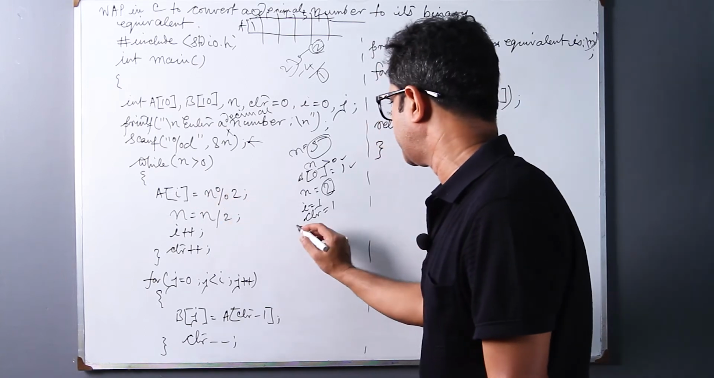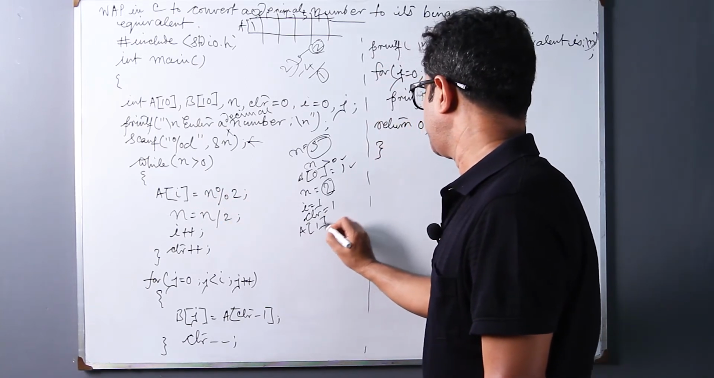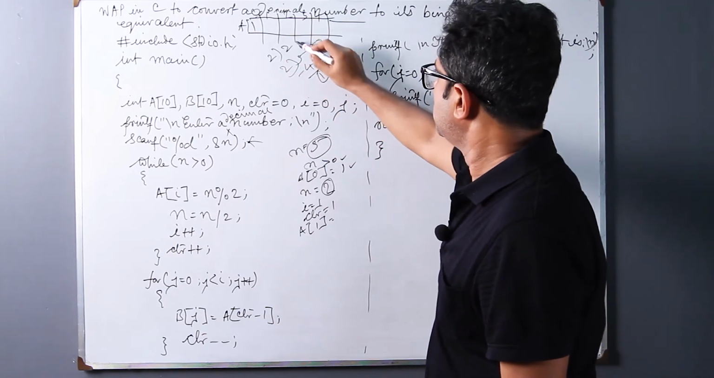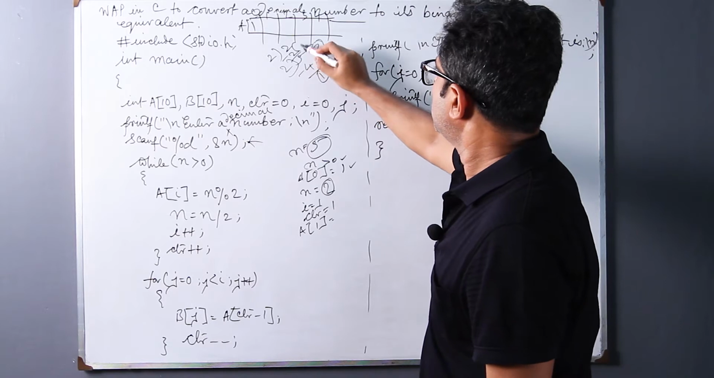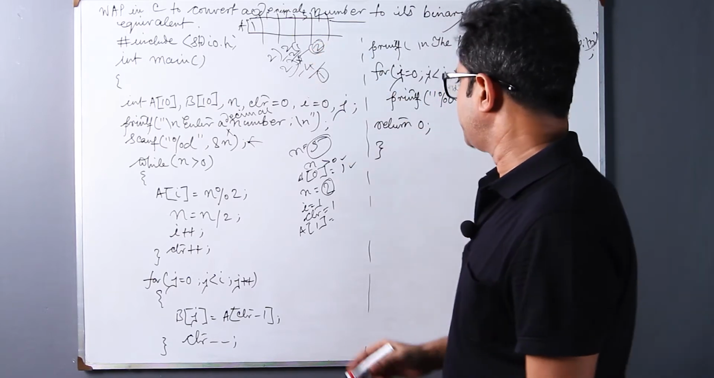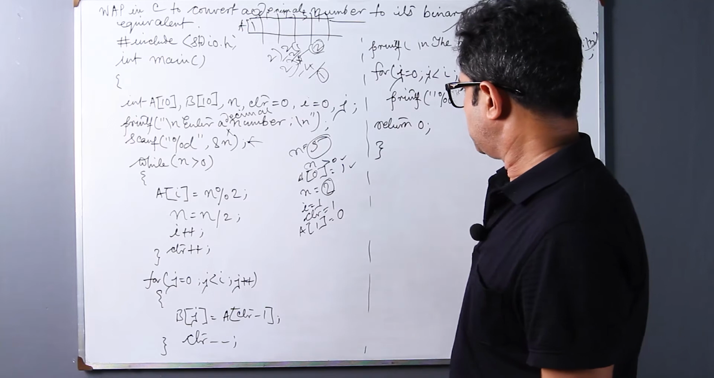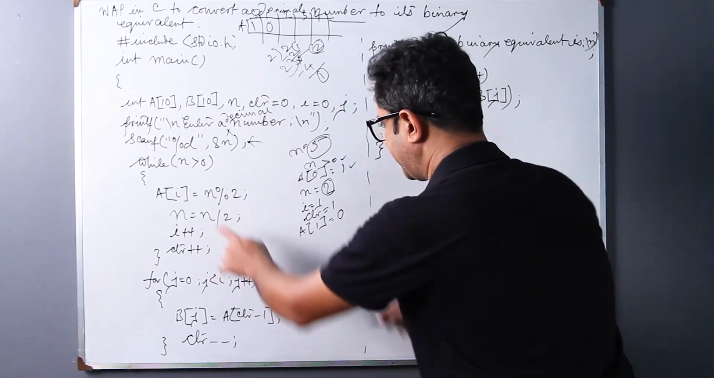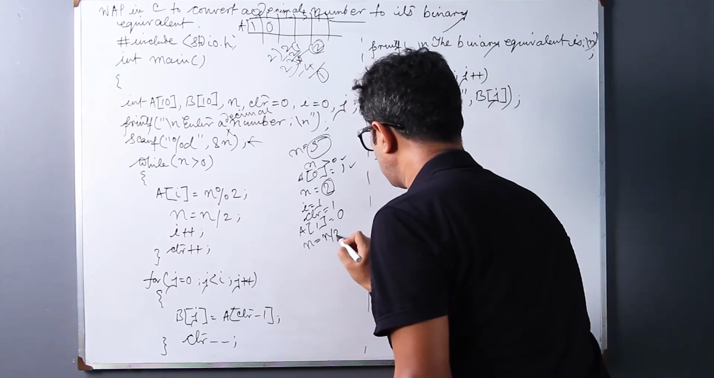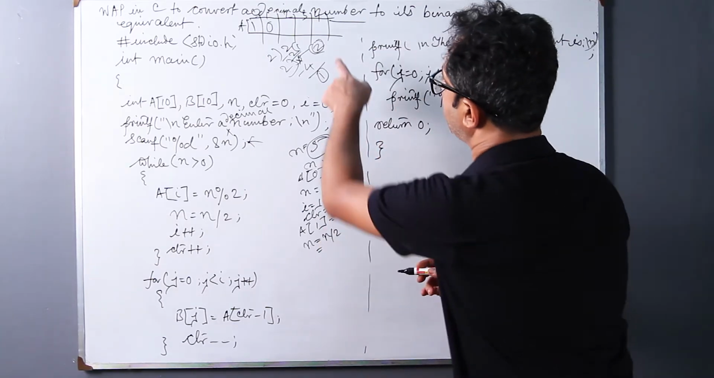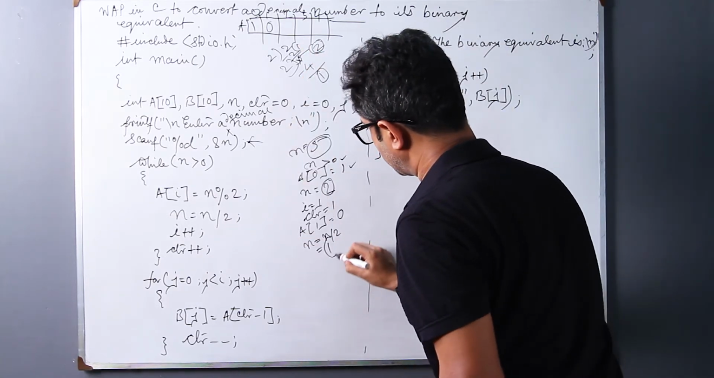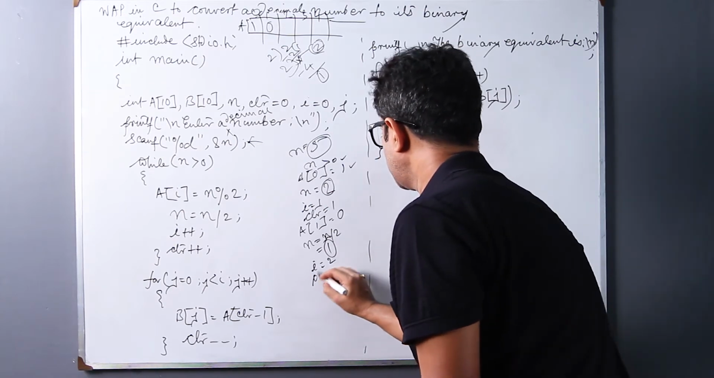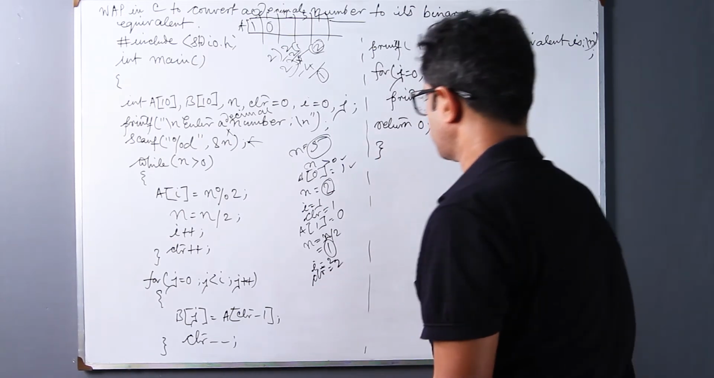So, a[1] will be n % 2, that is 2 will be divided by 2, and what will be the remainder? 2 divided by 2 gives the remainder 0. So, the remainder will be definitely 0. So, this 0 will be stored over here, then n will be divided by 2 to get the quotient. 2 divided by 2 will give you 1, so that becomes 1. So, now i becomes 2, CTR becomes 2 as well.